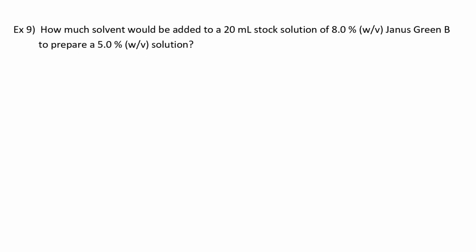I would like you to pause your video and try this one as well. How much solvent would be added to 20 mils of stock solution of an 8% solution of weight by volume of Janus Green B to prepare a 5% solution? So we're diluting from 8% to 5%. Pause your video, try this now.